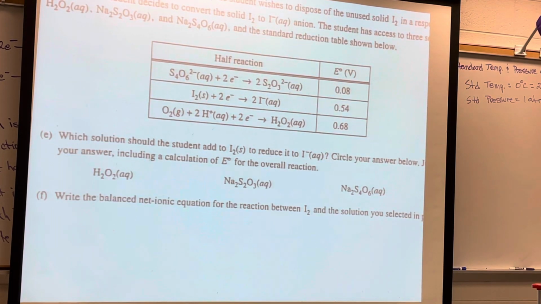Okay, so the question tells you which solution the student should add to I2 to reduce it to I minus. So we know we want the I2 reduced. So what does that mean about the other substance? It needs to be oxidized. Which one will be oxidized by the iodine? And how do you know?